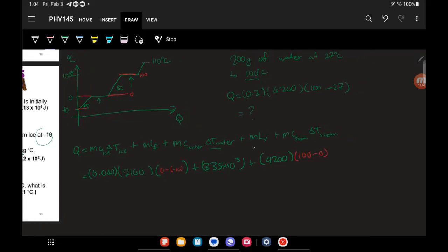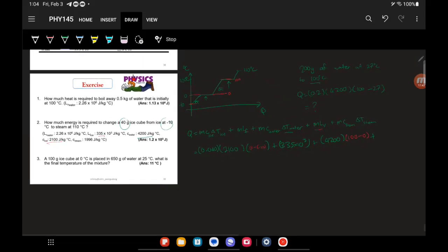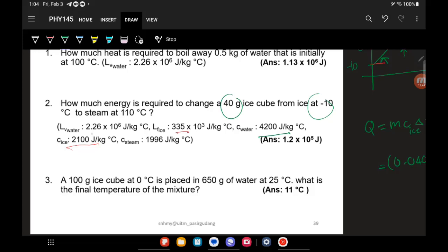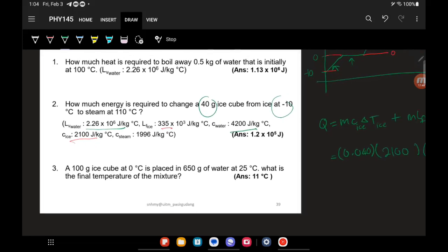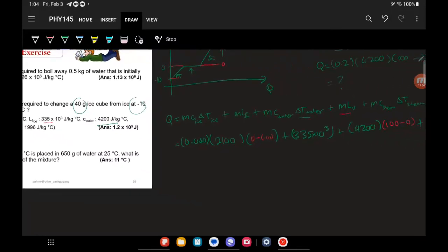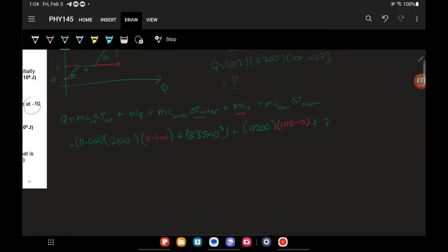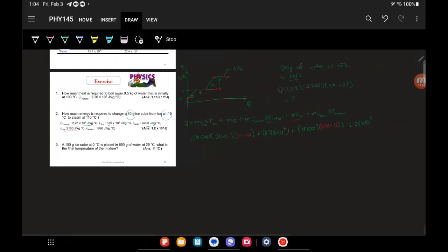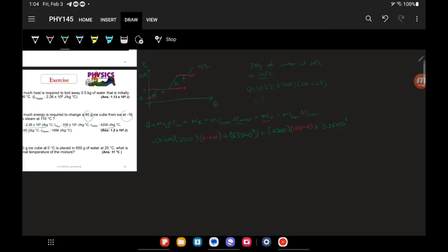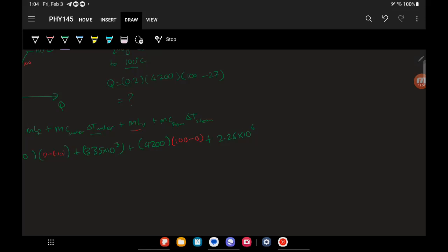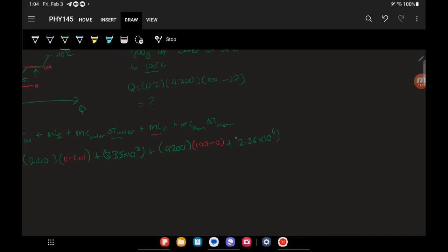And then after that it will be mL. So m is already factorized. This is right now vaporization, which is this one, 2.26 times 10 to the power of 6. So that will be the value for Lv.